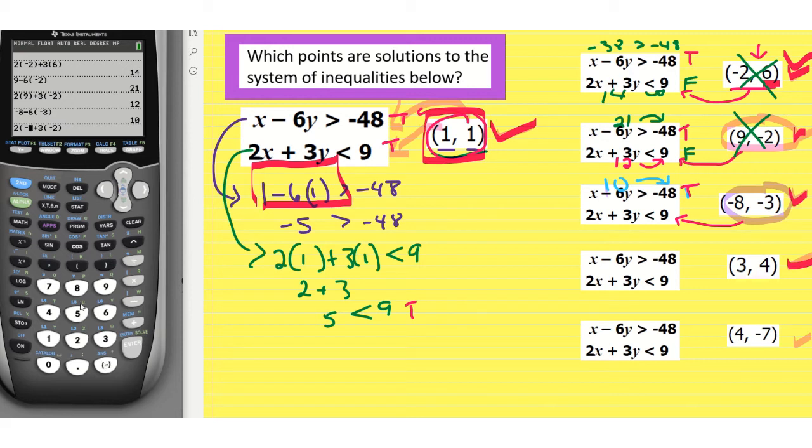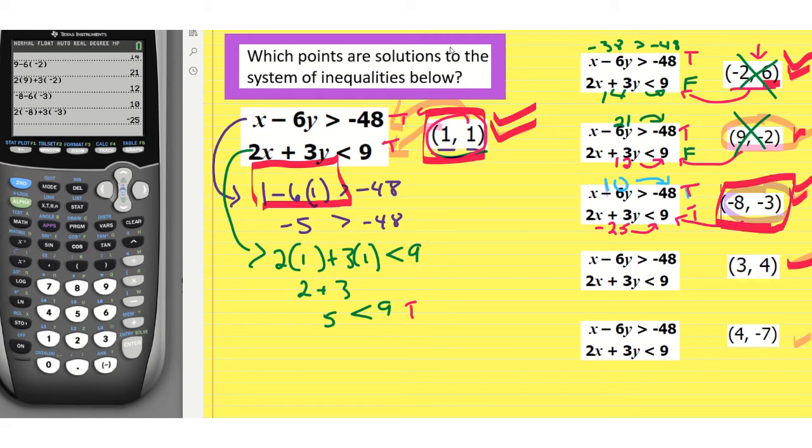So there is negative, I'm going to put second insert 8 to make sure it scoots things over. And then for the y value, I'm going to put in -3, enter, and it gives me -25. So is -25 less than the 9? Yes, that is a true statement. So this is also going to be a solution to my inequality. So far I have this one over here, and now I have this one over here as solutions.